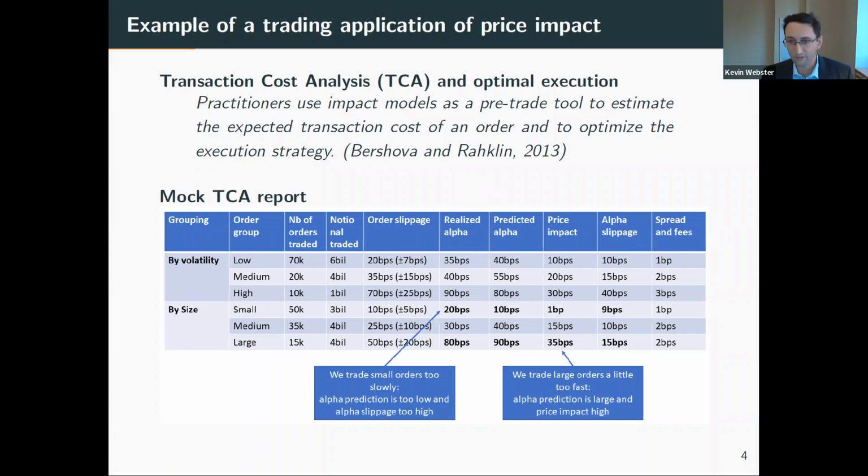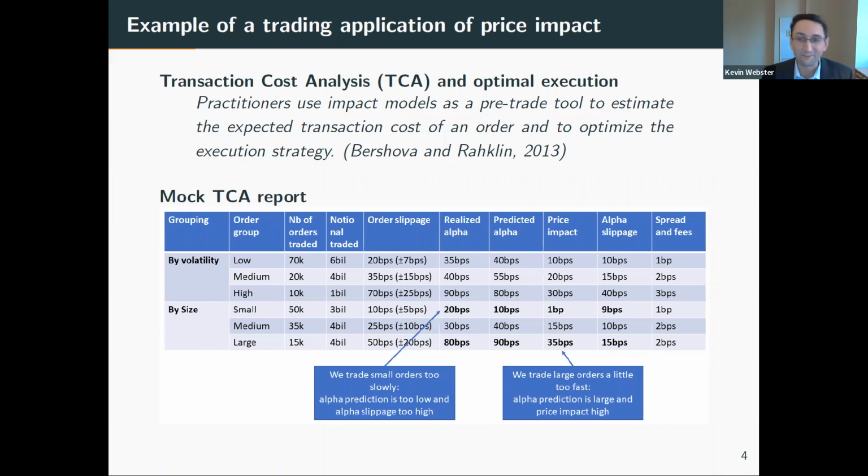I'll maybe give a very brief introduction to some of the columns for the readers who aren't familiar. Orders tend to be grouped by certain characteristics. So these would be the groupings on the left here. And then the three columns that are of most interest to the traders are order slippage, price impact, and alpha slippage. Order slippage because it's the objective function of the trader. The trader wants to minimize the slippage of the order. The lower the number, the better.